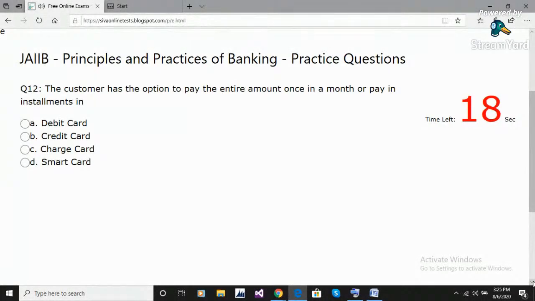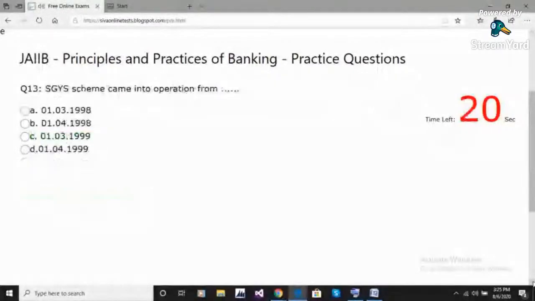Question 12. The customer has the option to pay the entire amount once in a month or pay in installments in. Option A. Debit card. Option B. Credit card. Option C. Charge card. Option D. Smart card. Answer B. Credit card.